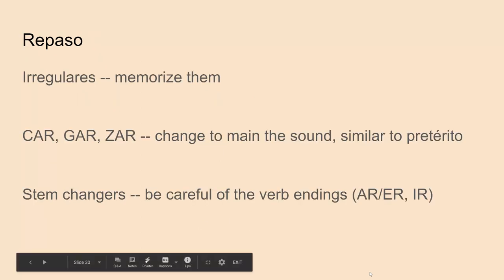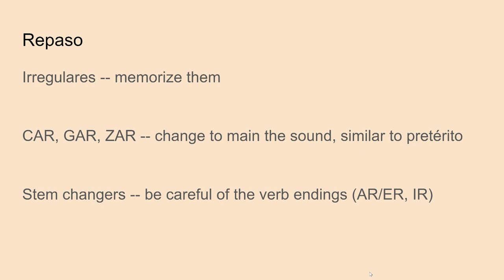So, a review of what we did today. You had your 6 irregulars. You just have to memorize those, right? Many of them had a Y in the yo form, like estar, voy, ser, soy. And so you had to memorize a new form. Then we had our car, gar, zar verbs, where we had a spelling change to maintain the sound. And if you can remember these verbs in preterite, it was pretty similar, without the accent mark, to make the yo form.